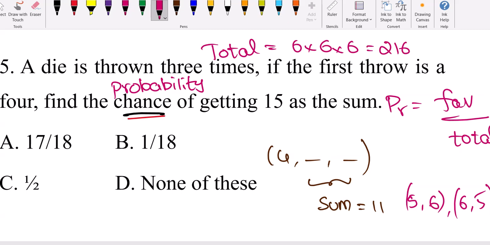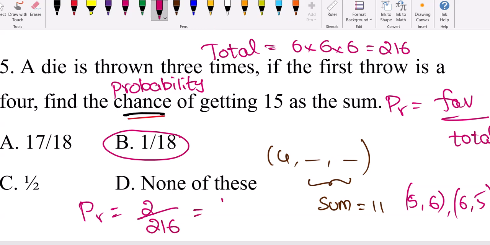So what's your answer now? It should be 4, 5, 6 and 4, 6, 5. Only 2 are favorable. The answer should be 1 divided by 108. If option B is given, maybe it's a typo for 1 divided by 108, or it will be none of these options. The answer should be 1 divided by 108. That's the fixed one. Maybe if the option is given as B, it might be a typing mistake. Or if they give none of these, then you can go with none.